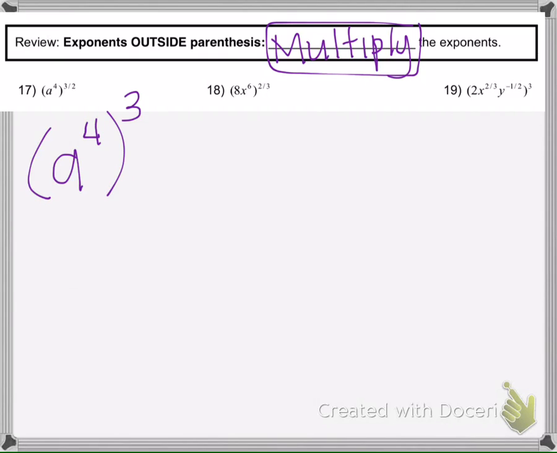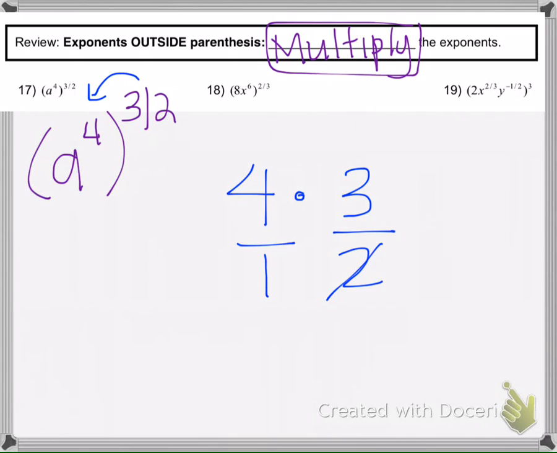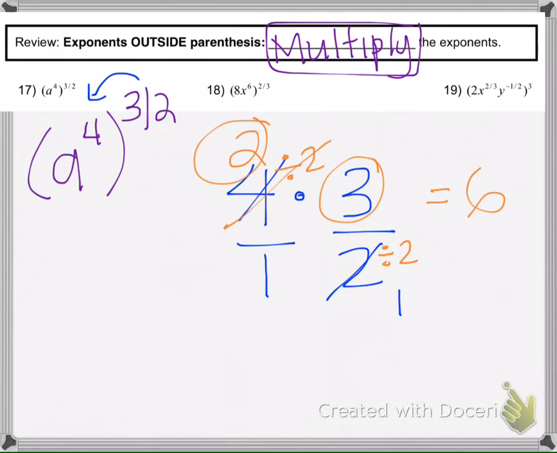So here, I have an exponent on the outside and the inside, so I need to multiply. 4 times 3/2. I'm going to simplify diagonally here. 2 goes into 2 once. 2 goes into 4 twice. And then we'd have 2 times 3 is 6. 1 times 1 is 1. So we would get a to the 6th power.